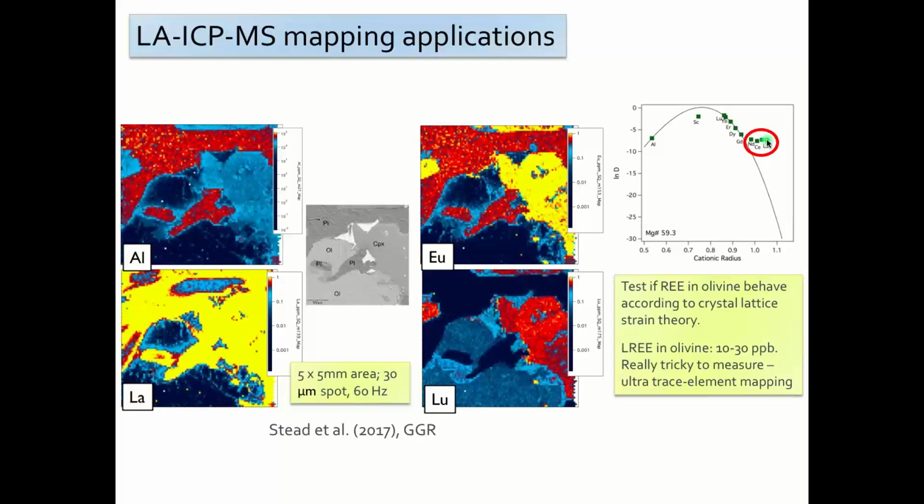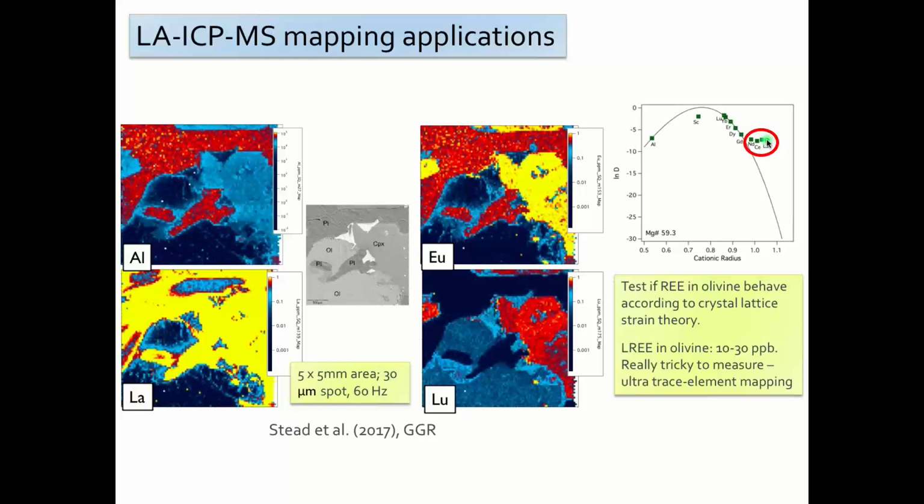And why is this caused? Well, one of the reasons is that it could be analytical, because the light rare earths in olivine are present at concentrations of around 10 to 30 parts per billion. That is really tricky to measure by just about any analytical technique. It really is ultra trace element mapping.